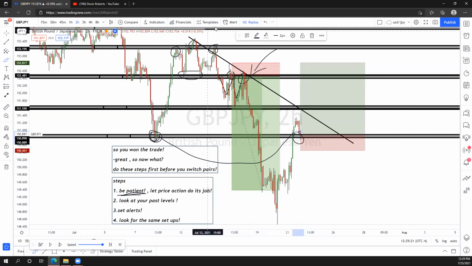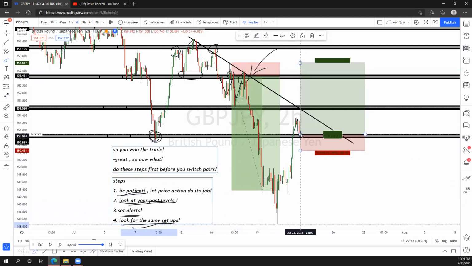And that's all you have to do, is wait for price action to come back to your same exact past levels. We look at our past levels and we wait for price action to come back there. We set an alert at the past levels, and when ding, ding, ding, it breaks above there, it pulls back. We know now we can look for the same exact setup, and that being the pullback in this case, right? So it's just that simple.